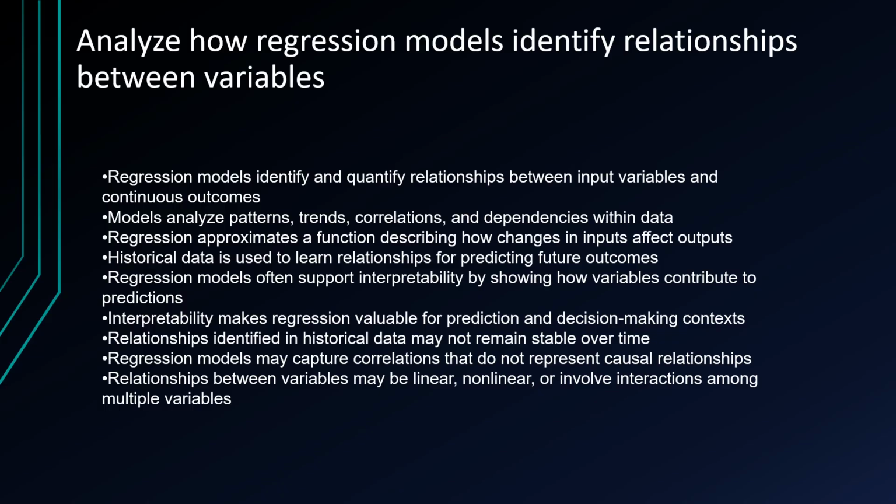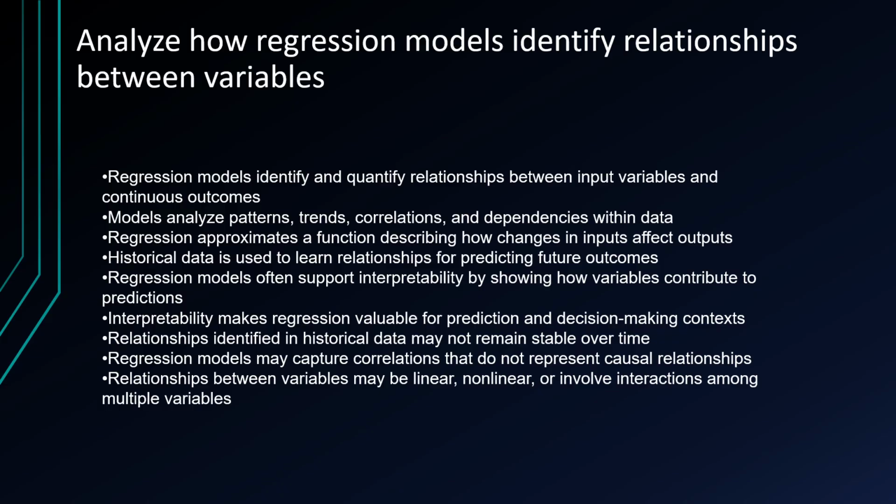At the core of regression analysis is the objective of identifying relationships between independent variables and a dependent outcome variable. Independent variables, often called predictors or features, represent the inputs used by the model. The dependent variable represents the continuous outcome that the model attempts to predict. Regression models study historical observations to determine how variations in the inputs correspond to variations in the output.